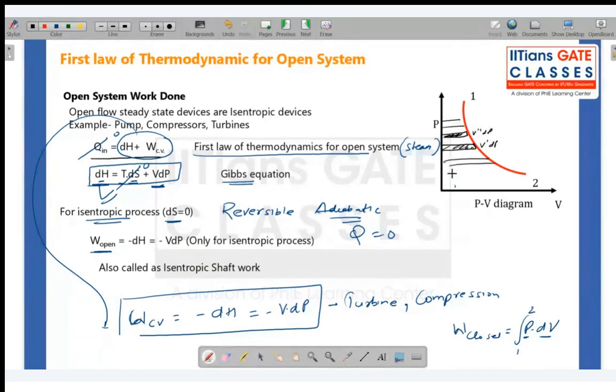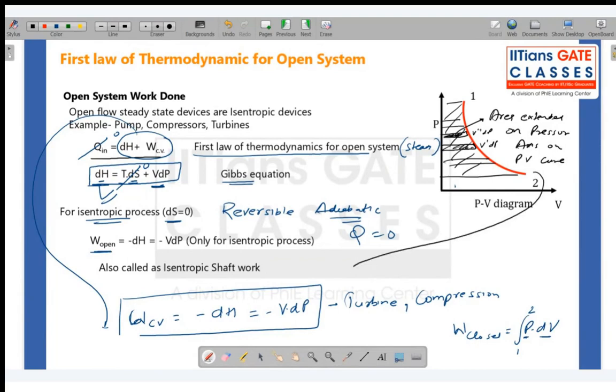Then we will do here, then we will do here, and basically we will cover this whole area, and this is basically the area extended on the pressure axis on the PV curve. What is that? It is open system work. Open system work.